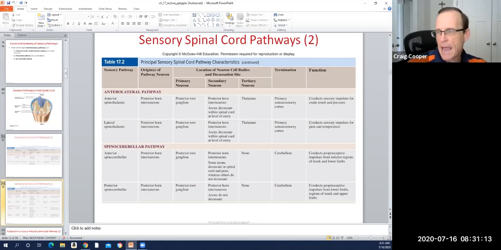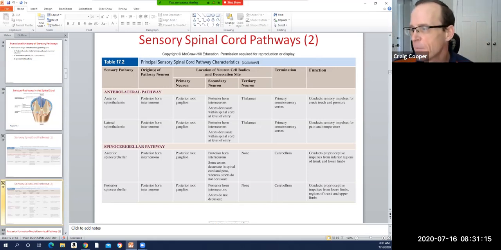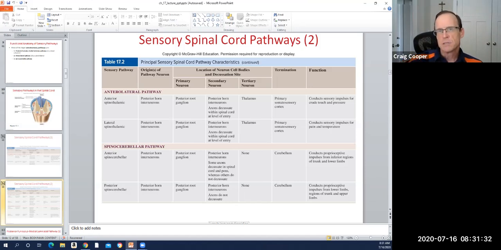So if we look at the anterospinothalamic pathway, we're going to get crude touch and pressure. That's more like if I cinch that belt up really tight, then that's going to be carried on that pathway, where I just have a lot of pressure. Crude touch is more just, I know something's touching me, but I don't recognize exactly what it is. Discriminating touch is more that you can identify what it is.